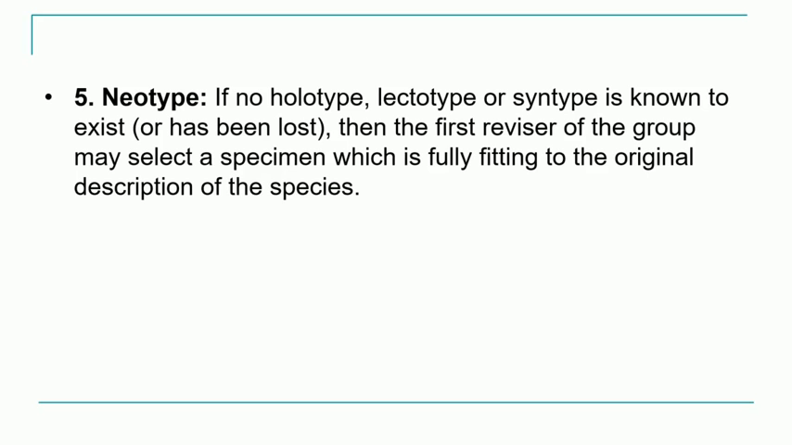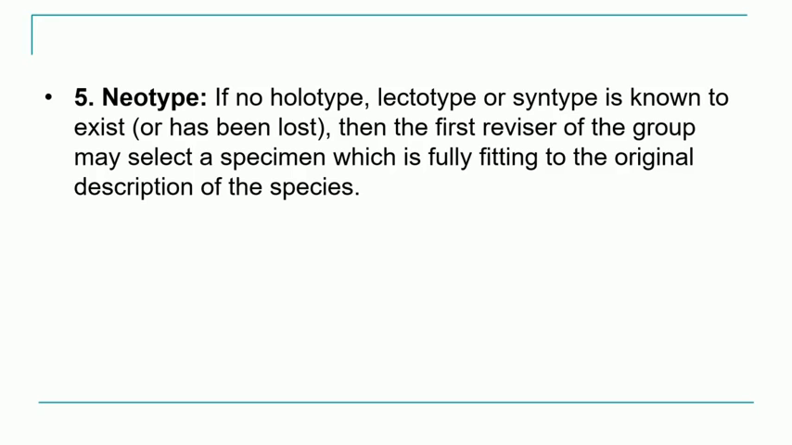Now the fifth one is neotype. If even the holotype, lectotype and syntype are all absent or have been lost, they may have been destroyed, then the first reviser, a person of that particular group, may select a specimen which fully fits the original description. That specimen is called a neotype.